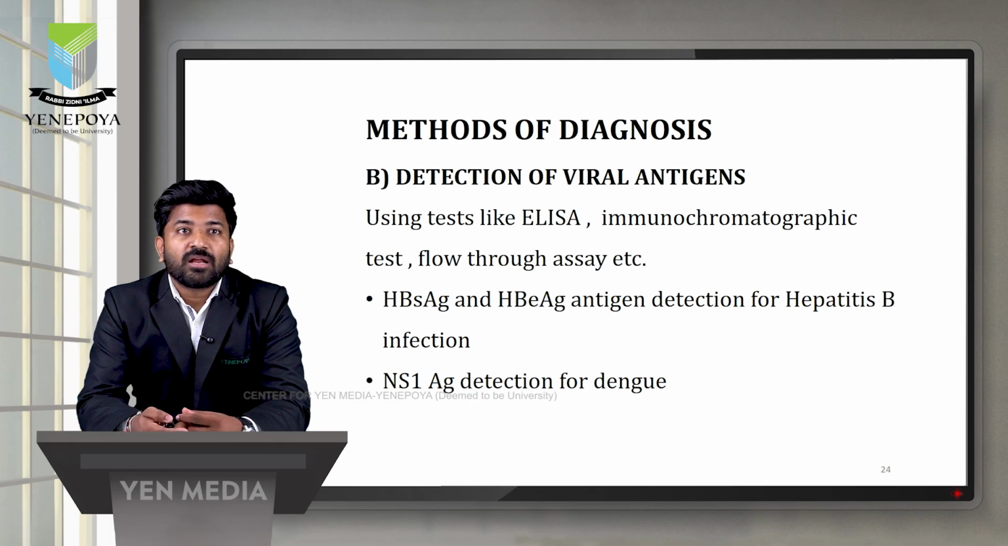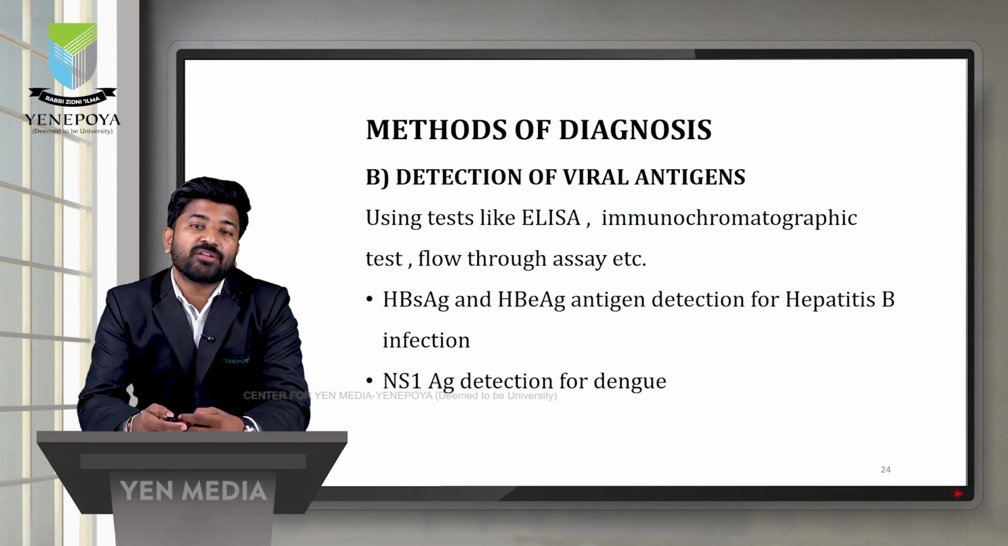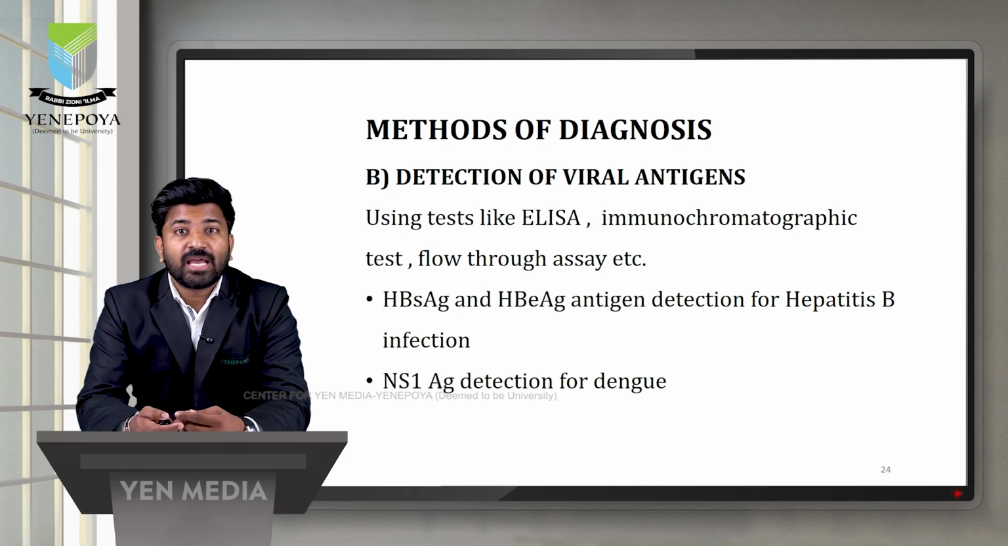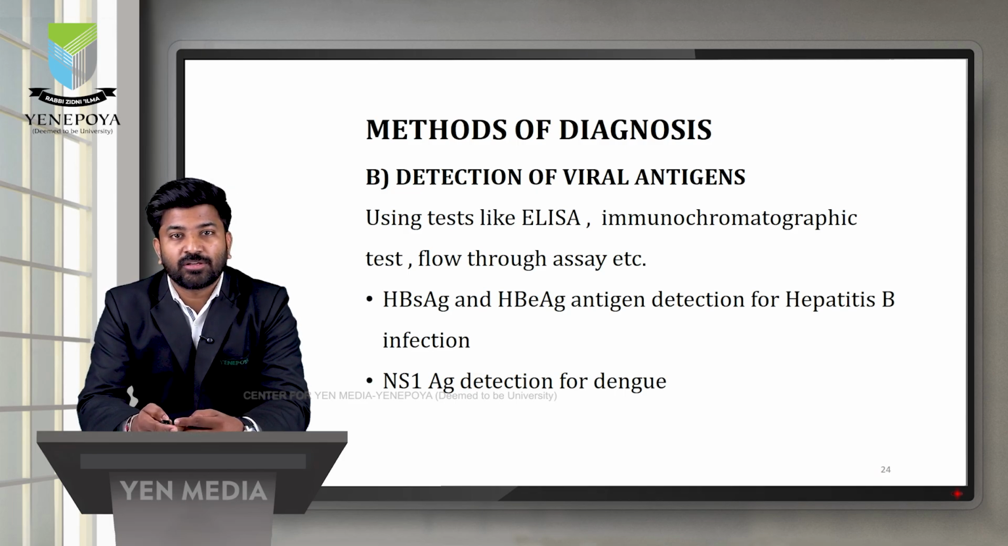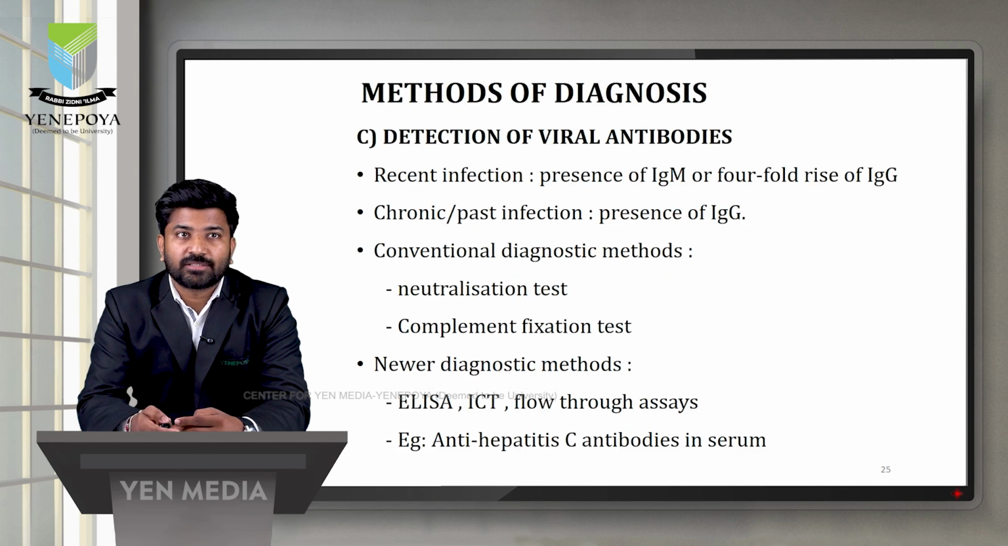Moving on to the next method, we have the identification of viral antigens. We can use tests like ELISA, immunochromatographic tests, flow through assays to identify the presence of viral specific antigens such as HBsAg, HBeAg, which are specific for hepatitis B infection, or NS1 antigen specific for the dengue infection, can all be identified through the serological techniques.